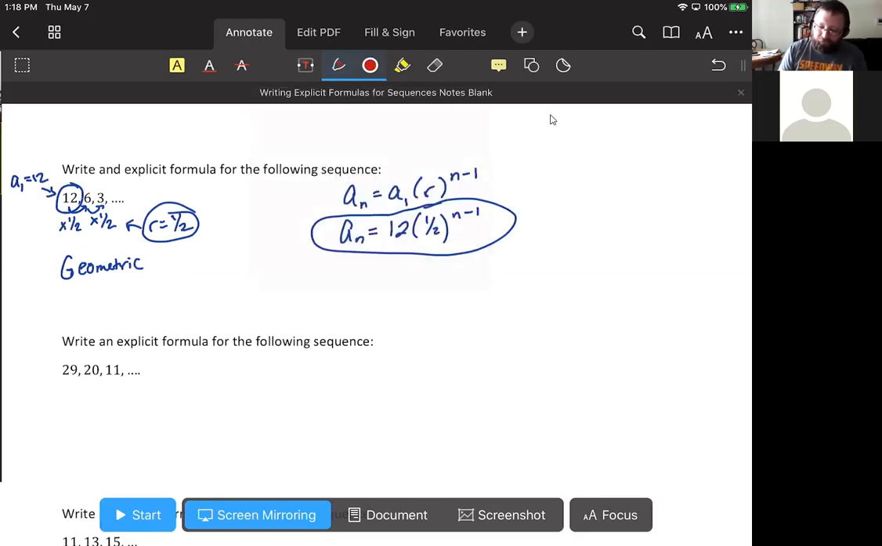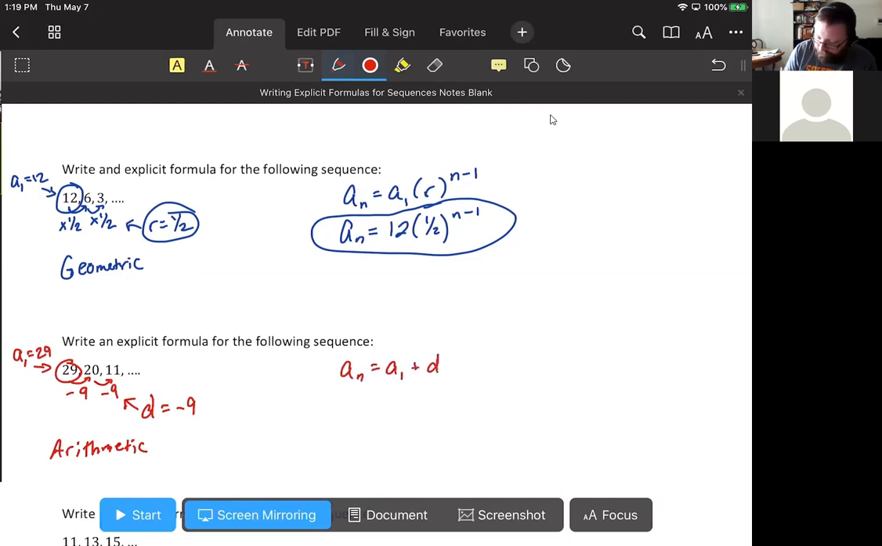On the next example, this pattern has a constant subtraction pattern to it. 9, not 8. We're subtracting 9 each step. So this is an arithmetic sequence. Our common difference is -9. Our first term is 29. And we're plugging into our arithmetic sequence equation. So that would be 29 minus 9 times n minus 1.